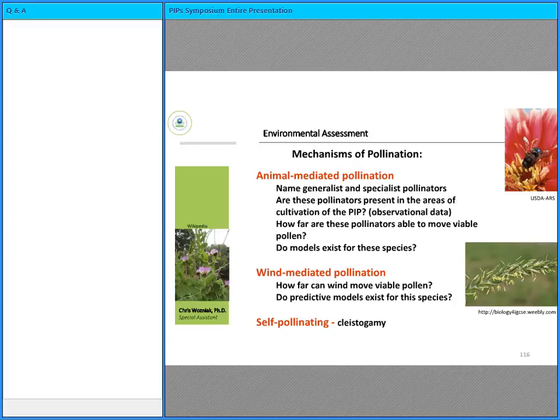So the other question is, have people looked at these? Are there models available? Have people actually experimented? All that can be, of course, very helpful and very informative. Wind-mediated pollination, again, is a little bit different scenario, but still there are considerations. Crop improvement associations tend to have a lot of experience with this. How far do you need to separate the two crop fields to keep pollination at a minimum?